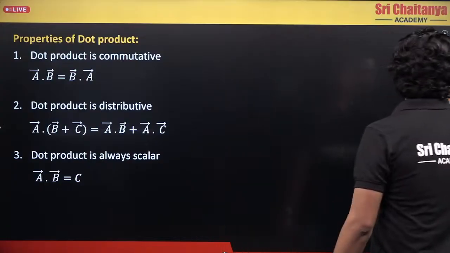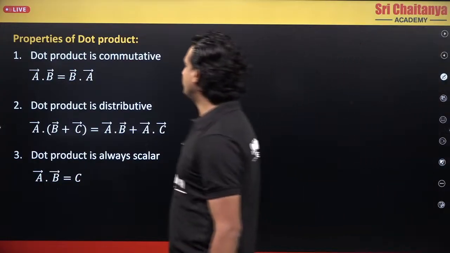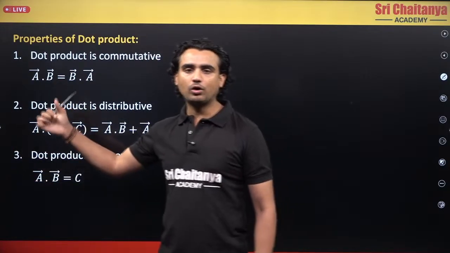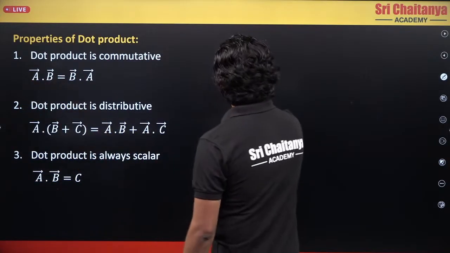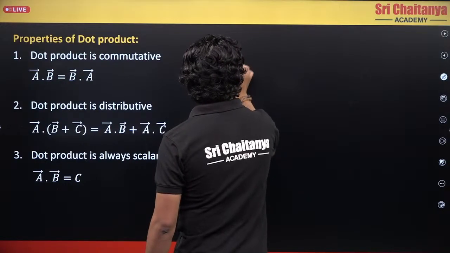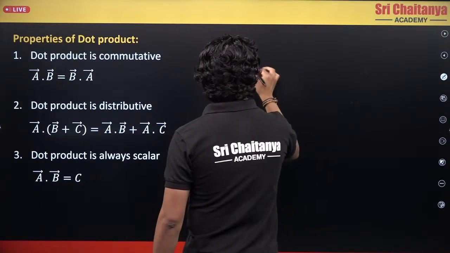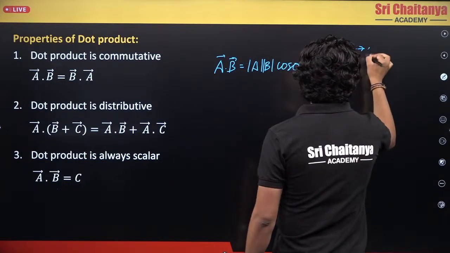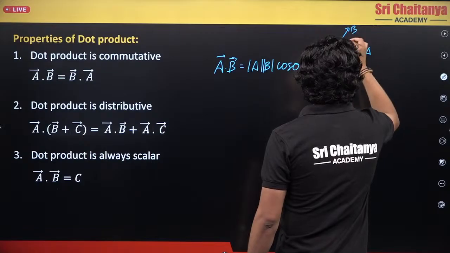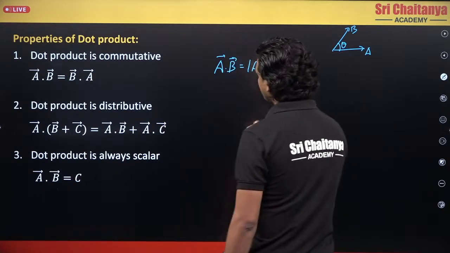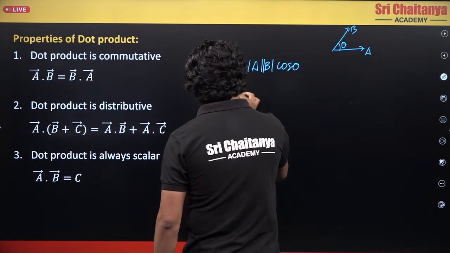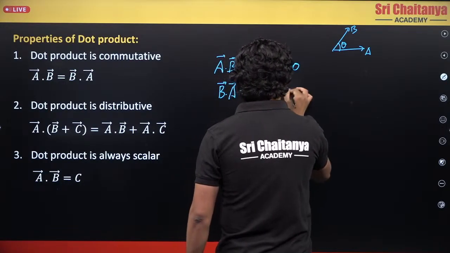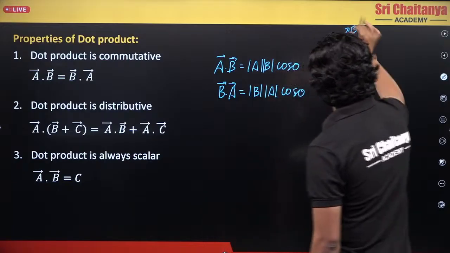Dot product is commutative. Commutative means, let's suppose I have vector A and this is vector B, and I find the dot product A dot B. So what is A dot B? A dot B will be equal to mod A mod B cos theta, because if this is vector A and this is vector B and theta is the angle between them, then I can say mod A mod B cos theta. What is B dot A? B dot A will be equal to mod B mod A into cos theta, because the angle between B and A is the same.